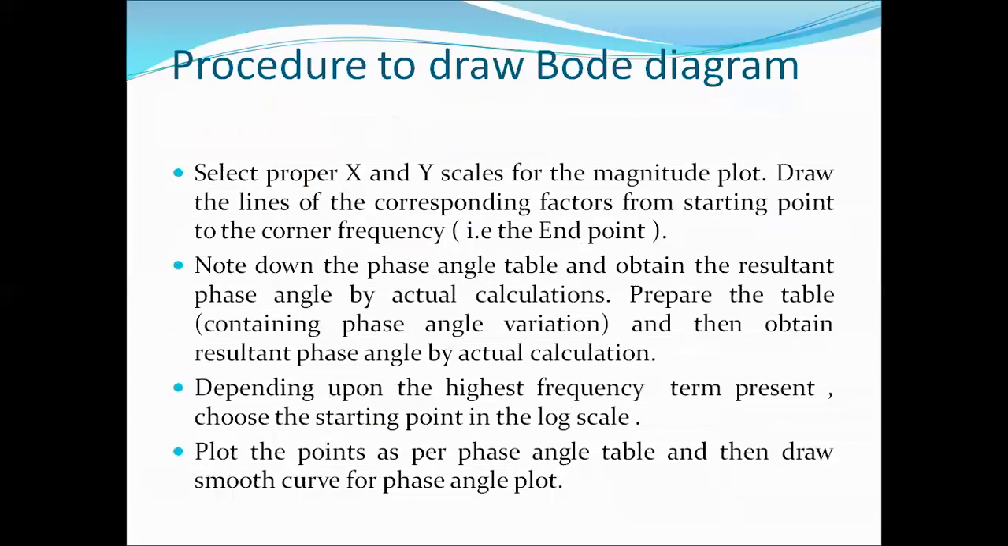After finding the magnitude for each corner frequency, the next step is to draw the phase angle plot. For that, first write the expression for the phase angle from the given transfer function. Then at each corner frequency, you find the phase angle. Then as usual, you can draw it with respect to logarithmic scale on the x-axis, and for each corner frequency you can mark the phase angle on the y-axis. And finally, you can plot the phase angle plot.